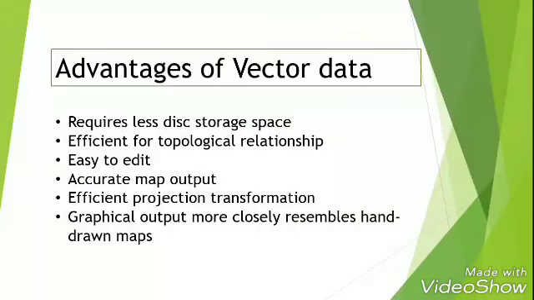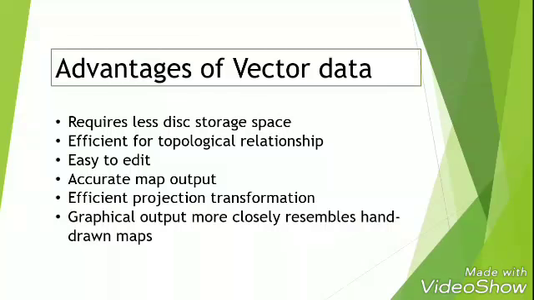Let us look at the advantages of vector data. The first advantage is that it requires less disk storage space. Why? Because here we store information in lines and points, and we only give value to the things that we desire. Unlike raster data, where information is stored in the entire cell, that is all the cells of the area, we have to give it a DN.